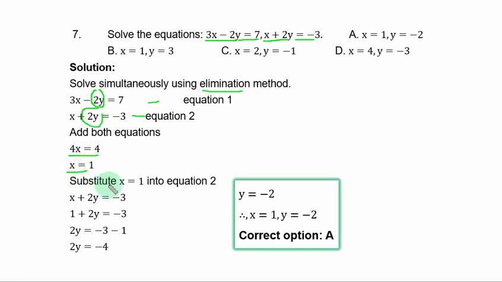To continue, you need to substitute s equal to 1 into any of the equations, but I'm using equation 2. This is equation 2. Anywhere you see s, you replace s with 1. You transfer 1 to the right hand side, you have this result, and 2y is equal to minus 4. Divide both sides by 2. Y becomes minus 2. Therefore, s equal to 1, y equals minus 2. By this, A is the correct option.